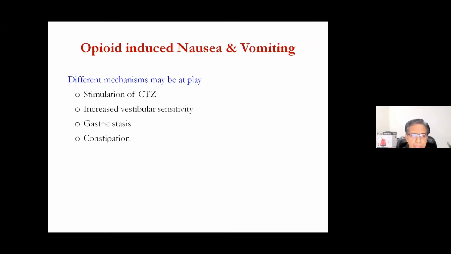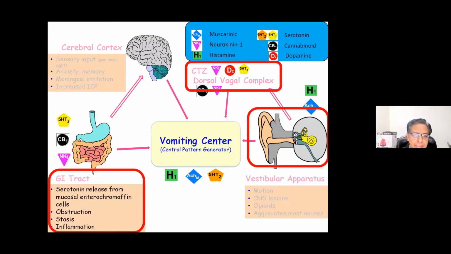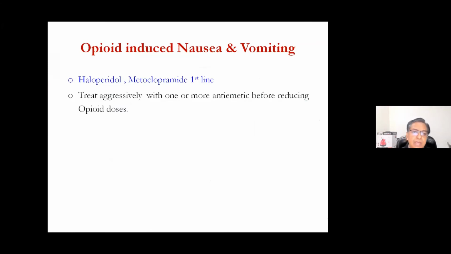So this means opiate-induced nausea, vomiting is multifactorial, and hence we can see in the chart which we mentioned earlier that the various factors that can stimulate the vomiting center are related to opiate-induced nausea and vomiting. And that's why we need to choose a drug which would be active on all those receptors which are causing nausea, vomiting related to the opioid. So when we talk of opiate-induced nausea, vomiting, and we have just seen the receptors involved, drugs like haloperidol or metoclopramide remain the first-line therapy for these patients.